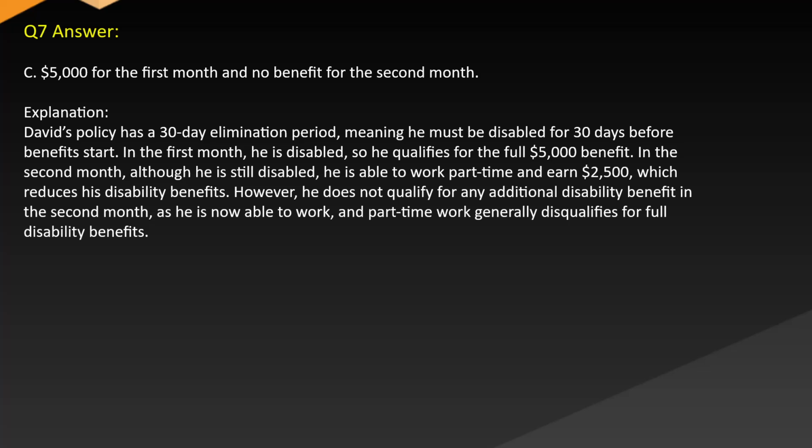Explanation: David's policy has a 30-day elimination period, meaning he must be disabled for 30 days before benefits start. In the first month, he is disabled, so he qualifies for the full $5,000 benefit. In the second month, although he is still disabled, he is able to work part-time and earn $2,500, which reduces his disability benefits. However, he does not qualify for any additional disability benefit in the second month, as he is now able to work, and part-time work generally disqualifies for full disability benefits.